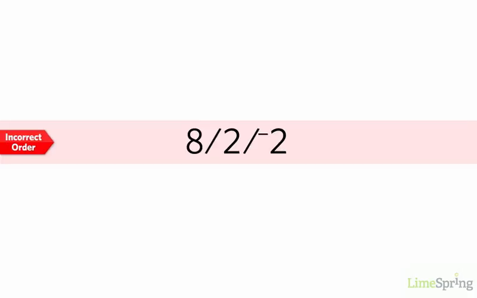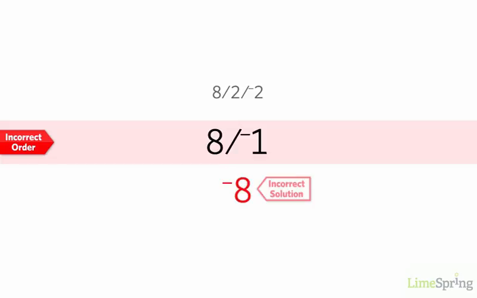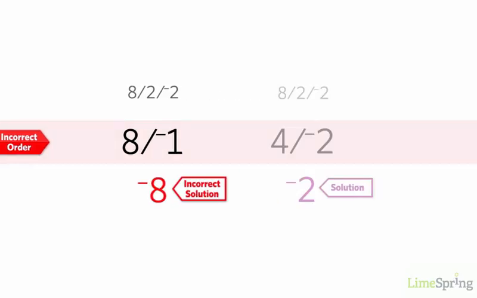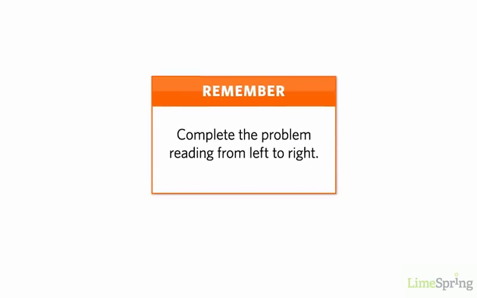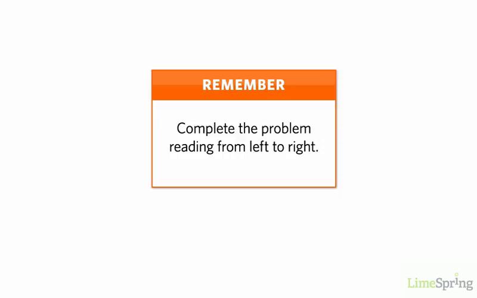If we first divided 2 by negative 2, we would have gotten negative 1 and been left with 8 divided by negative 1. 8 divided by negative 1 equals negative 8. And as you can see, negative 8 is very different from the correct answer of negative 2. So, remember to read the problem from left to right, and you'll be fine.